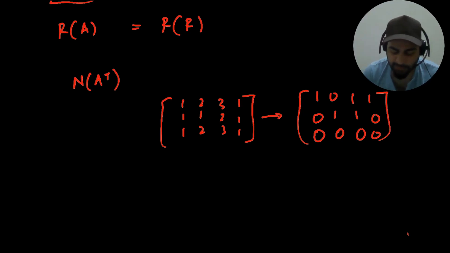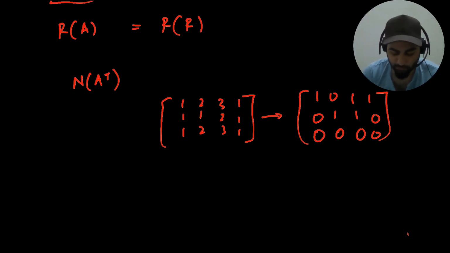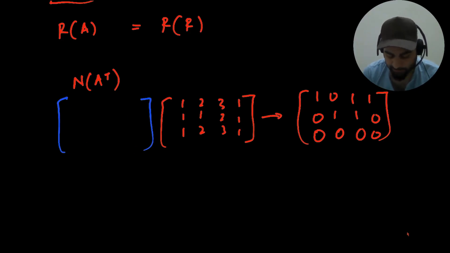If you just keep track of these operations, as we learned when we found the inverse, whatever elementary transformations we performed, we captured into a matrix. That can be done here, so we can just put a matrix E here.